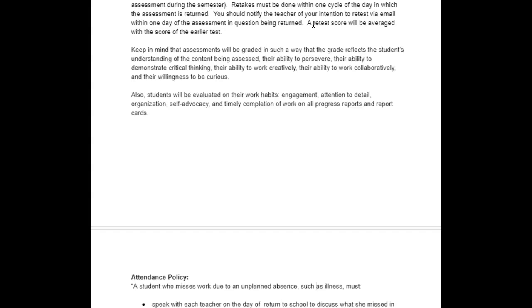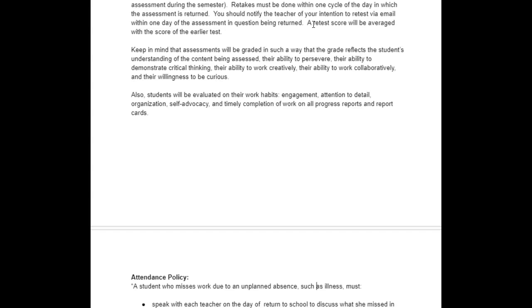Keep in mind that the assessments will be graded in such a way that the grade reflects your understanding of the content being assessed, as well as your perseverance, your ability to do critical thinking, to work creatively, to work collaboratively, and to be curious. So when I write comments on the report card, these are the things that I'm writing to: perseverance, critical thinking, creativity, collaborative work, and curiosity.